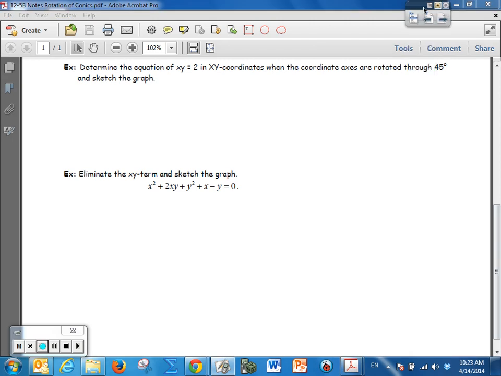This one is similar to the last lesson, except that we're not going to have an xy term in it when we're done. We're going to actually be able to sketch this graph. So we're going to use the formulas from last time. Let me write them up here. And let's work through trying to figure out which one we're supposed to use.